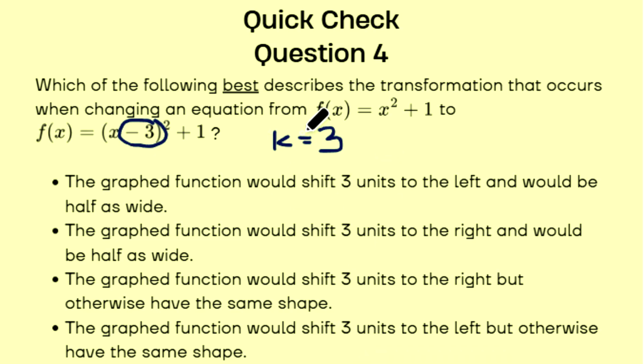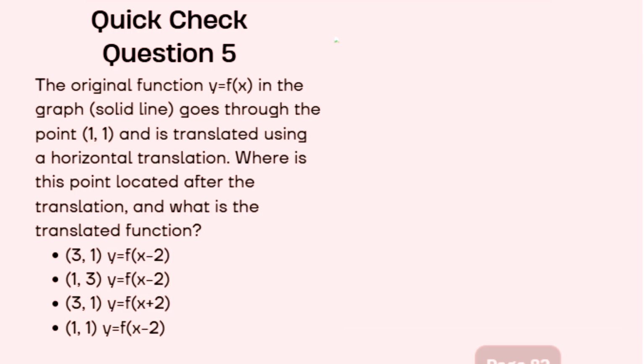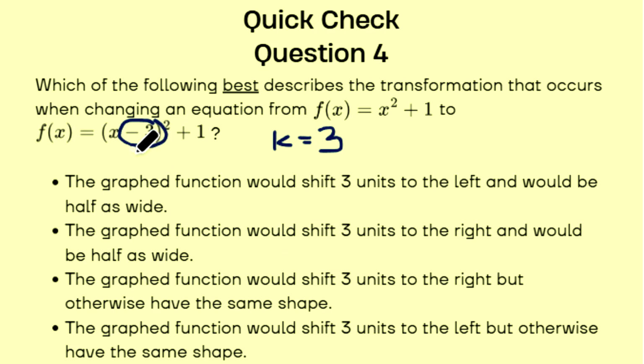So what you have to figure out is which direction it moved. If it's a positive 3, did it move to the right or to the left? And then you have to figure out, is it going to be half as wide? Is it going to have the same shape? Okay. Is it moving to the left or right? You can do this. I believe in you. Don't think too hard on this. Remember, we already did the opposite. We already got rid of the negative. Don't get tripped up by that.